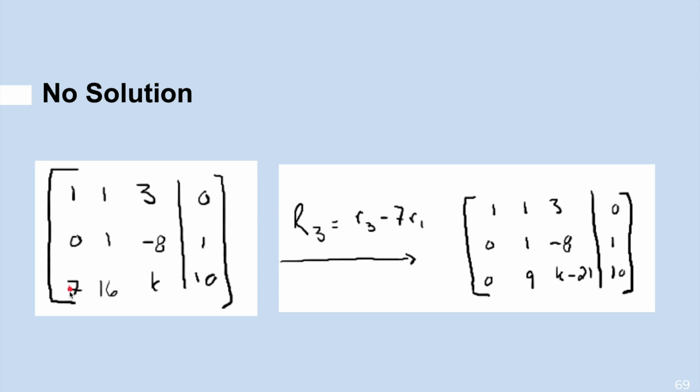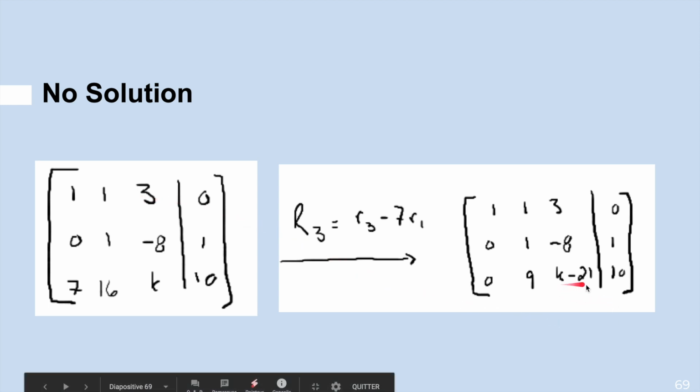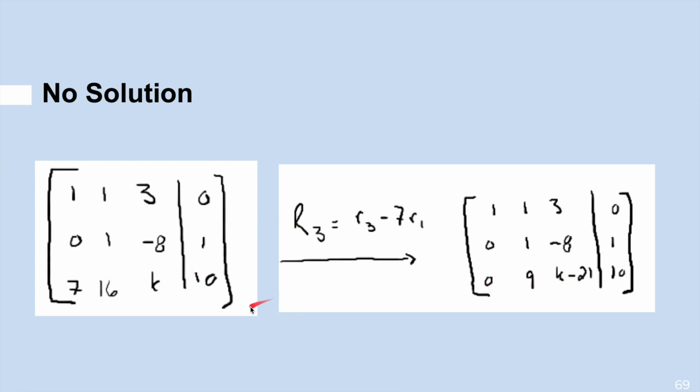So my new row 3 is going to be equal to my old row 3 minus 7 times my row 1. 7 minus 7 is 0. 16 minus 7 is 9. k minus 7 times 3 is k minus 21. And again, I just write it out here. 10 minus 7 times 0 is still 10.